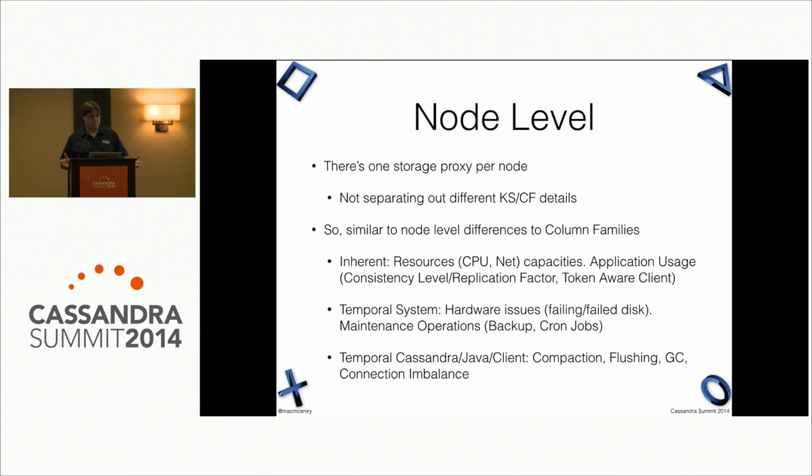Same temporal systems as you'd see in column family from the node level, and then same temporal application level differences: compaction, flushing, garbage collection, triggering on the token aware connection imbalances. You're going to see that a lot more in the storage proxy as well. So everything up till now has been latencies, because the title of the talk is performance. So latency tends to be the big thing when it comes to performance in the histograms.